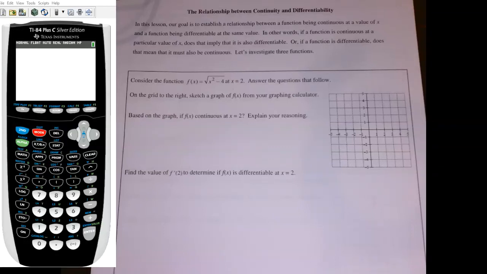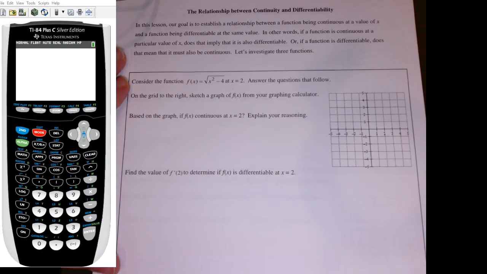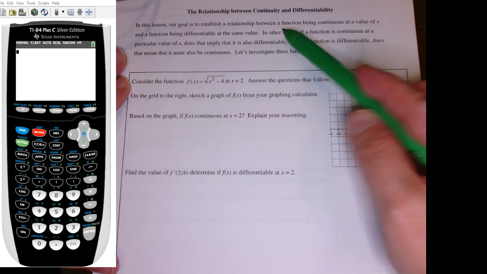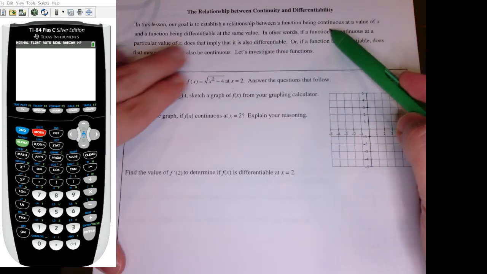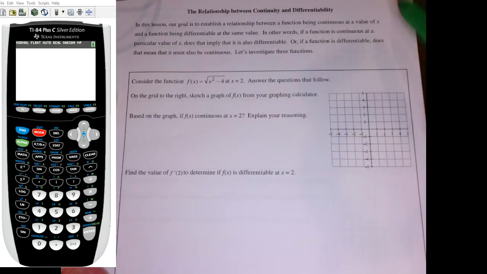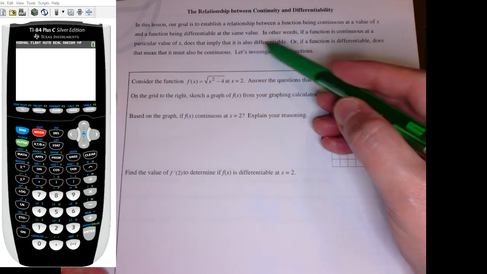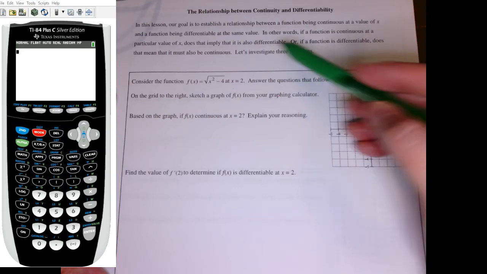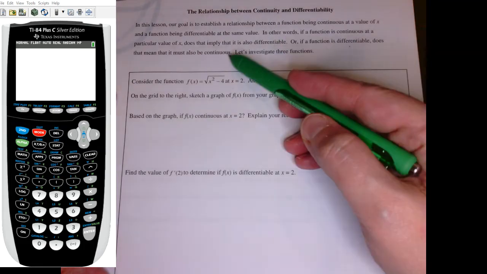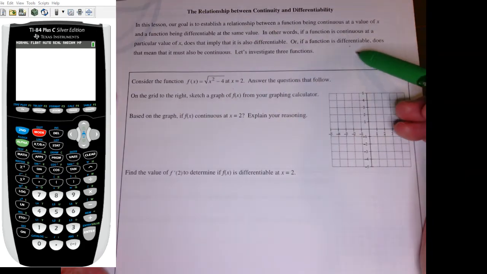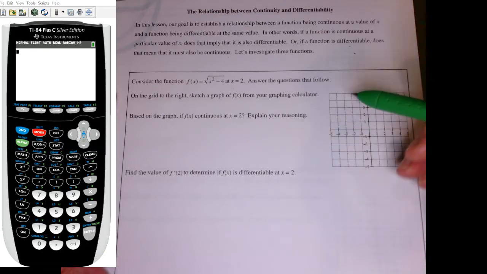So we're going to look at the relationship between continuity and differentiability. What we want to be able to do is to say that there's a relationship between the continuity and being differentiable. So we're asking, if the function's continuous, do we know that it's differentiable? Or if it's differentiable, do we know that it's continuous? This differentiable is just asking, can we find a derivative at that point? So let's take a look at these three functions to see.